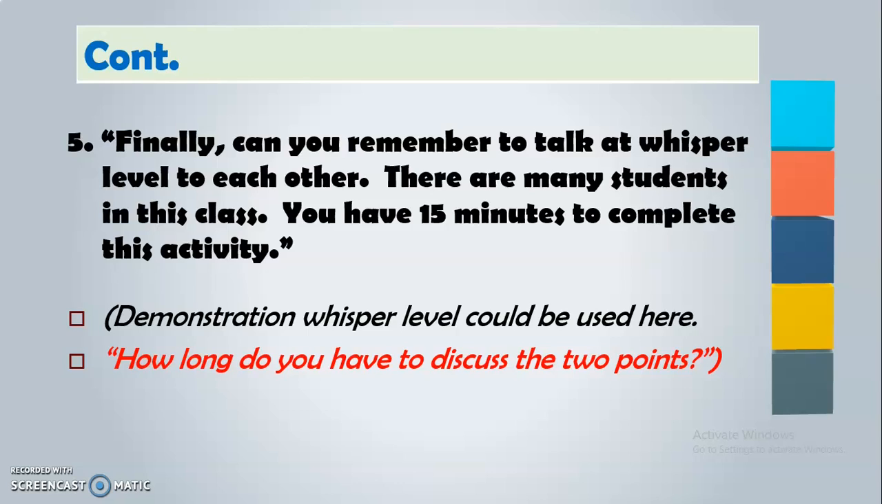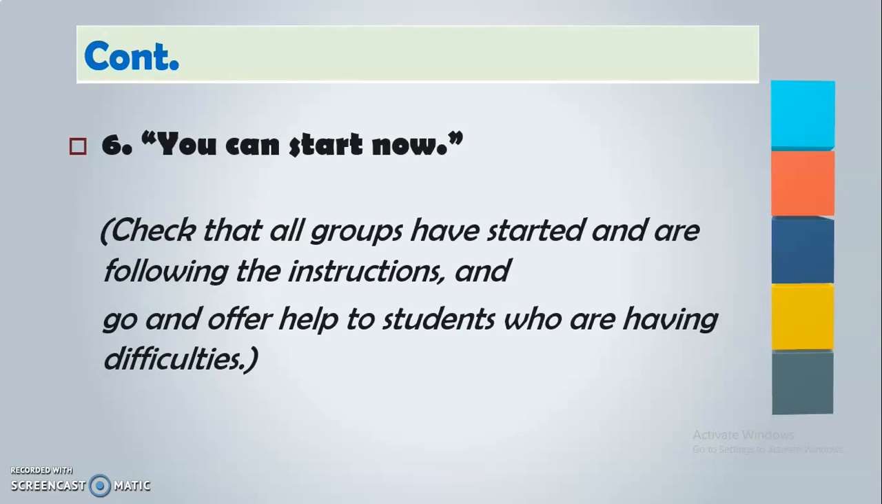How long do you have to discuss the 2 pointers? If they answer 15 minutes, that's right. If they didn't answer, that means they didn't follow you, so you need additional clarification and instruction here. Finally, you can add the 6-step instruction. You can start now. So here, check that all groups have started and are following the instructions.